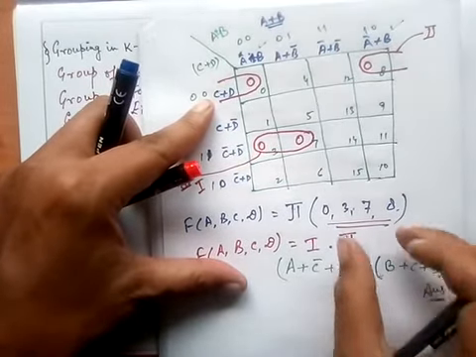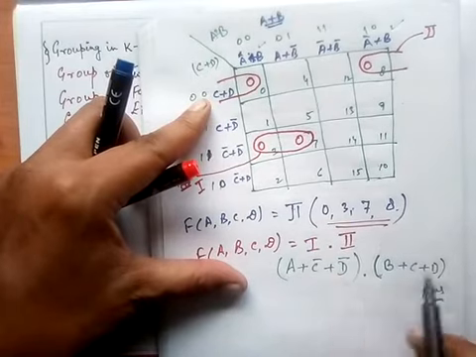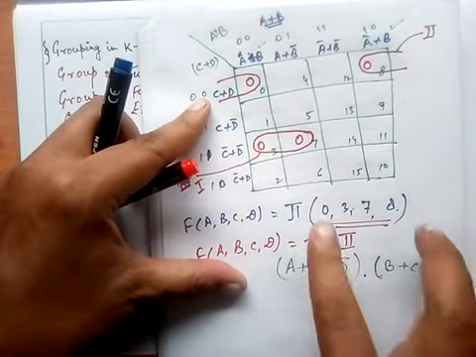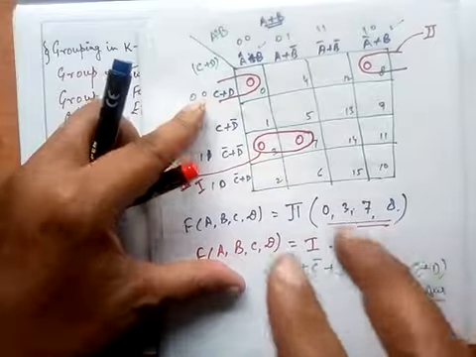And this is how I have minimized this particular expression into this POS form, from canonical POS form to POS form. I hope this is clear to you.